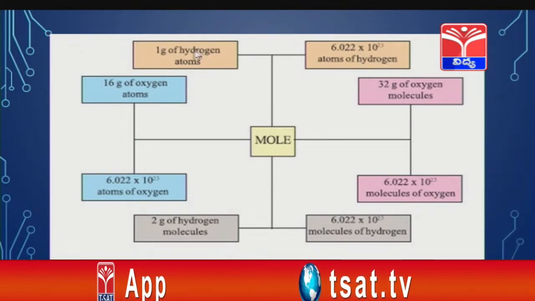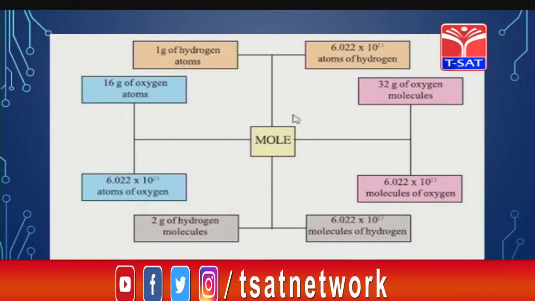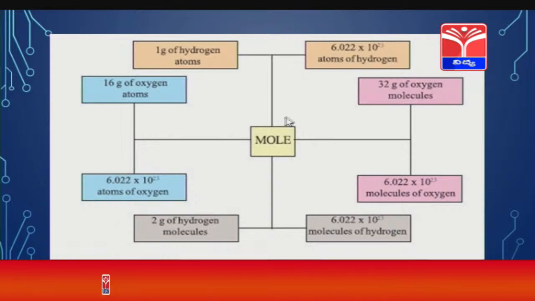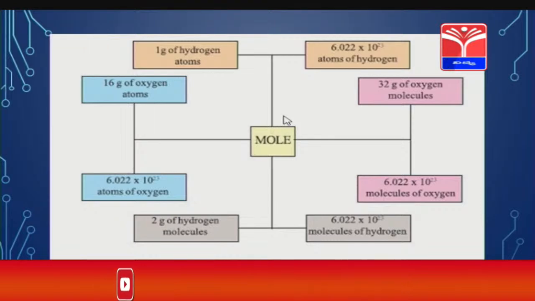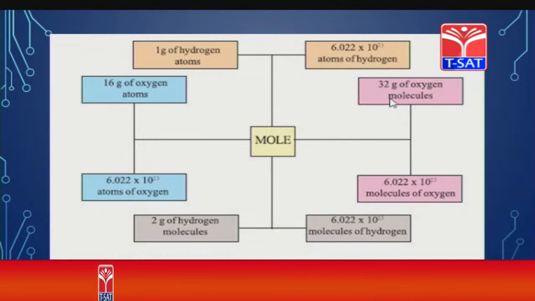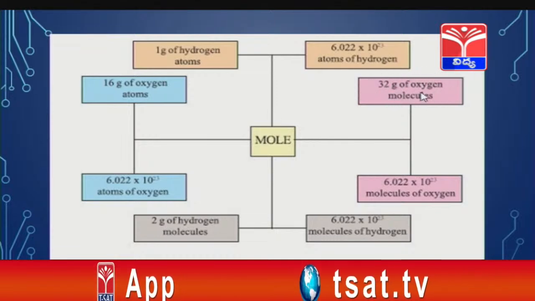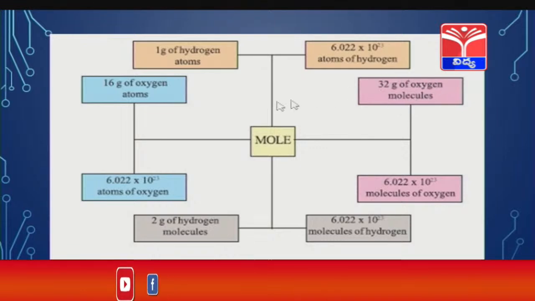So, if I am taking 1 gram of hydrogen atoms, it contains 6.022 into 10 to the power of 23 atoms of hydrogen. If you are taking a molecule of oxygen, that means O2, it contains only 2 atoms of oxygen. So, the molecular mass of oxygen is 32 AMU. Now, if I am taking 32 grams of oxygen molecules, how many particles does it contain? Avogadro number of particles, Avogadro number of oxygen molecules. So, if you are taking O2 gas and it has Avogadro number of oxygen molecules in it, then we consider it as 1 mole of oxygen gas.